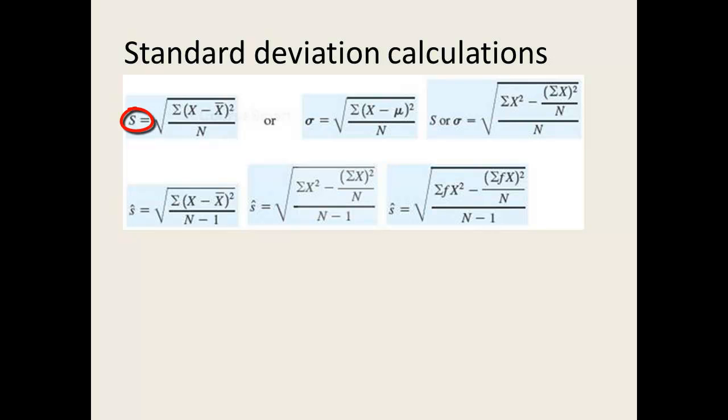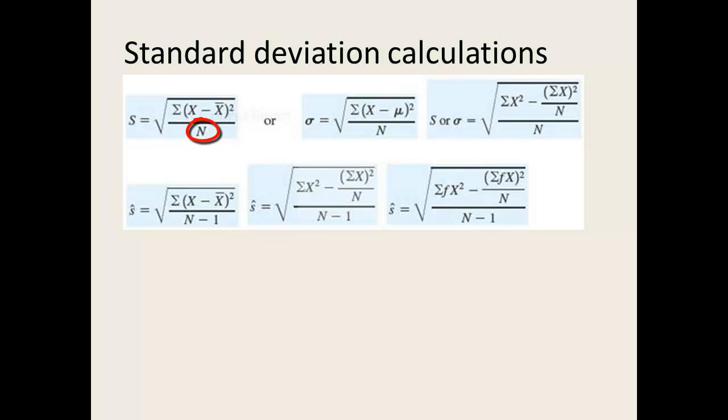Capital italicized S stands for the sample standard deviation. Sigma stands for sum. X by itself means a score in your data set. X bar is the mean of a sample. And N is the sample size.